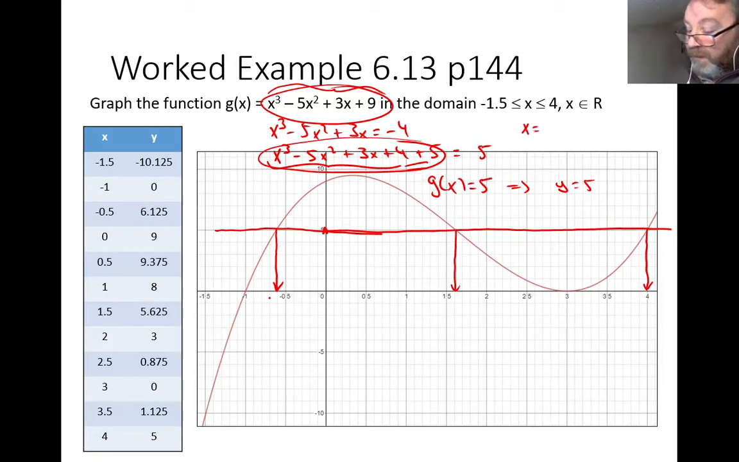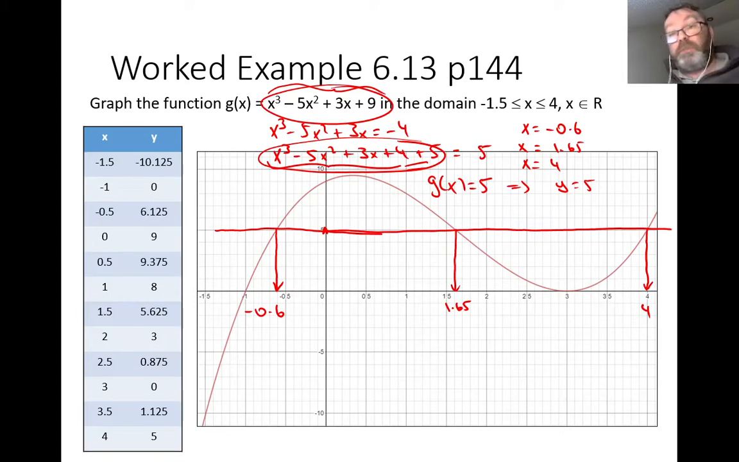So x will be equal to what? About minus 0.6. This one here is about 1.65. And this one here is 4. So the three answers: x equals minus 0.6, x equals 1.65, and x is equal to 4. Okay, so that's how those questions are asked. Now, most of this stuff you would have done with quadratics for your junior cert, okay? We're just taking the same type of questions, but we're now putting them on top of cubic expressions. But pure practice. Practice makes perfect with these type of questions.